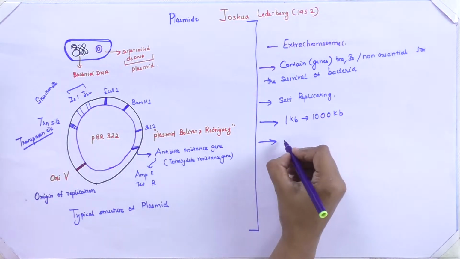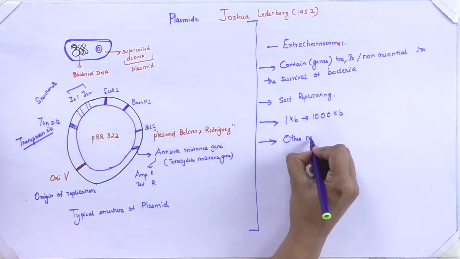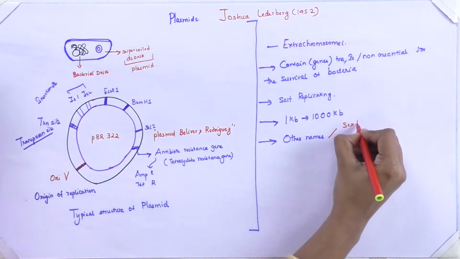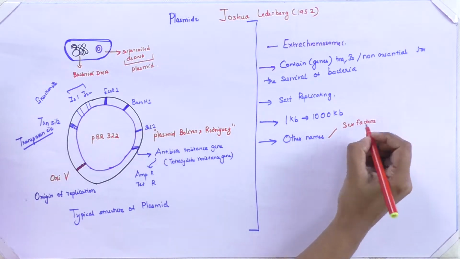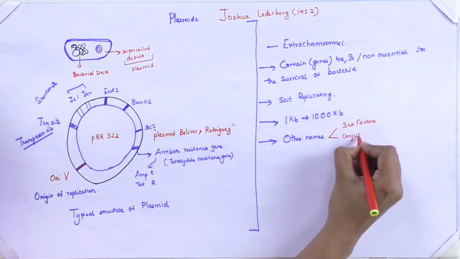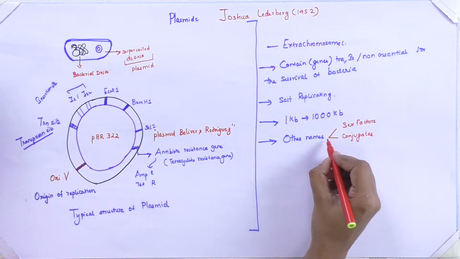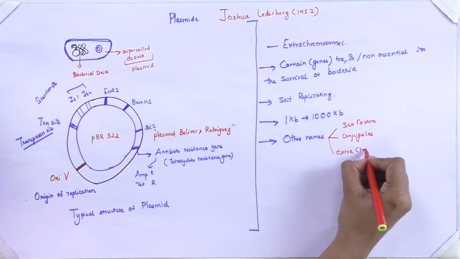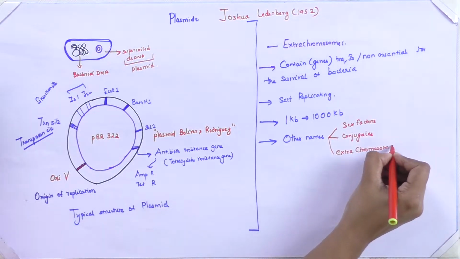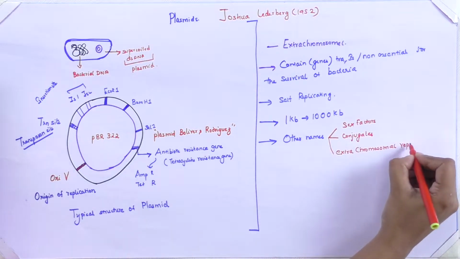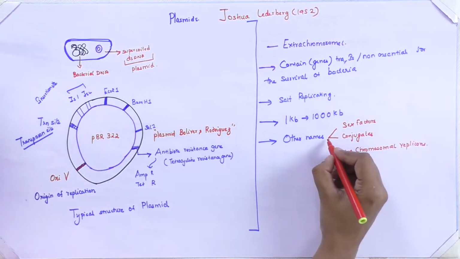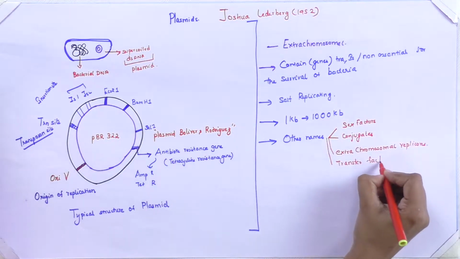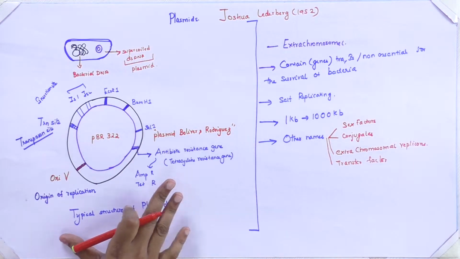It also has other names. The other names are like sex factors, conjugates, extrachromosomal replicons, also called transfer factor because it contains TRA genes. So this is the typical structure of a pBR.